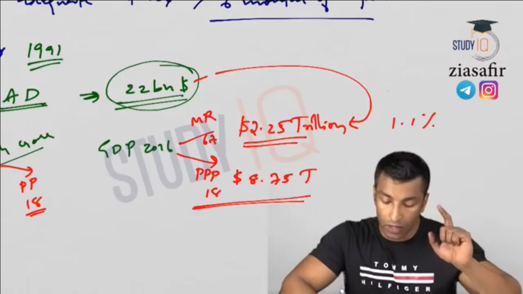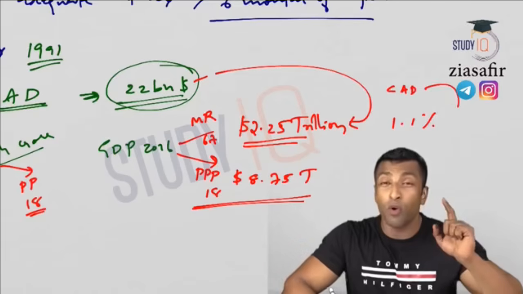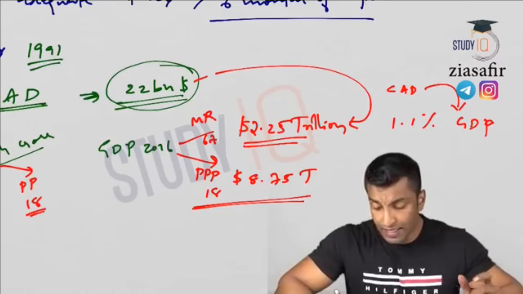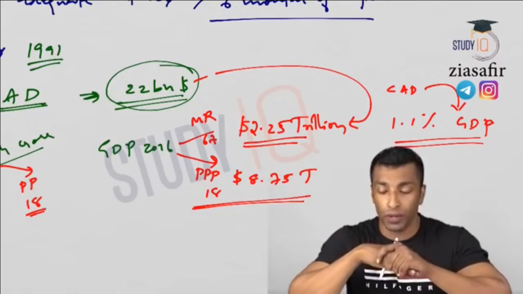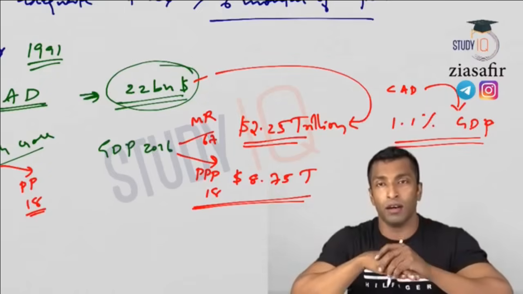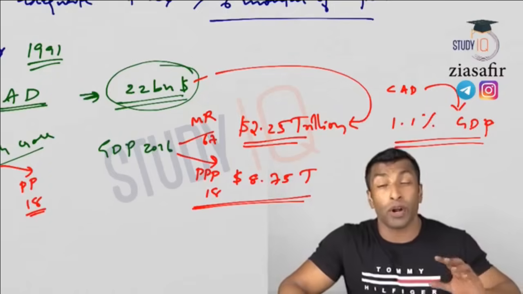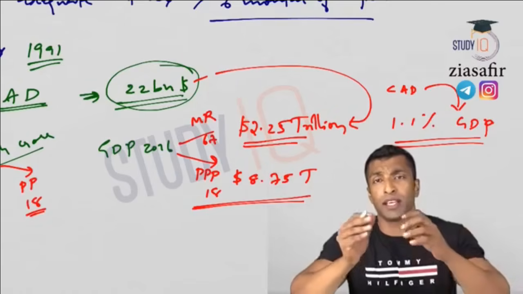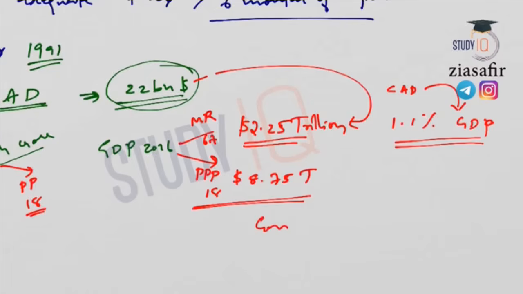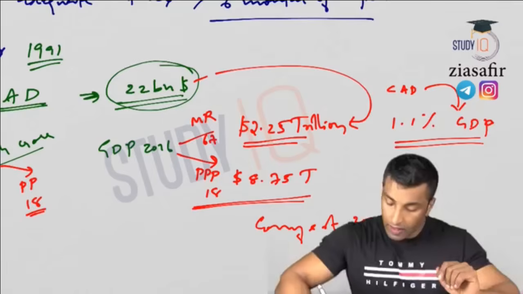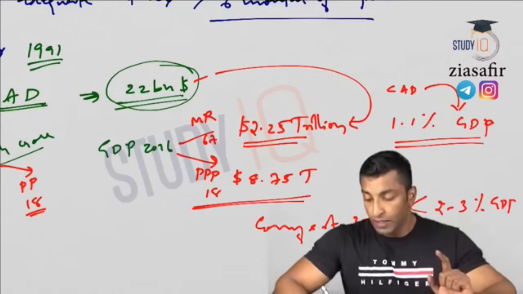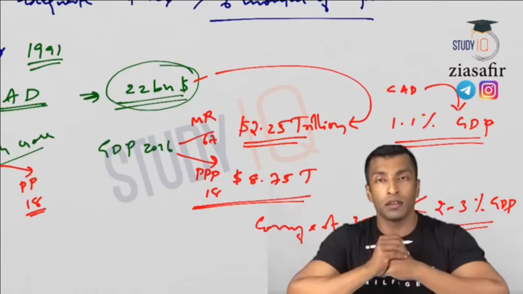So what is our current account deficit if you express that in terms of GDP? 1.1 percent of GDP. Okay, so I just want to tell you how it is actually calculated. And what is the desirable situation, or what is the comfort zone? That means to what extent you can go. The comfort zone is actually that it should be less than 2 to 3 percent of GDP. So we are very much in the comfort zone.